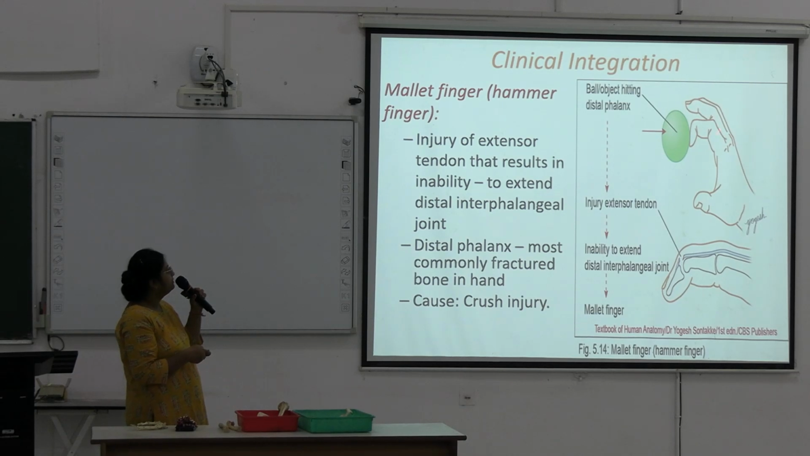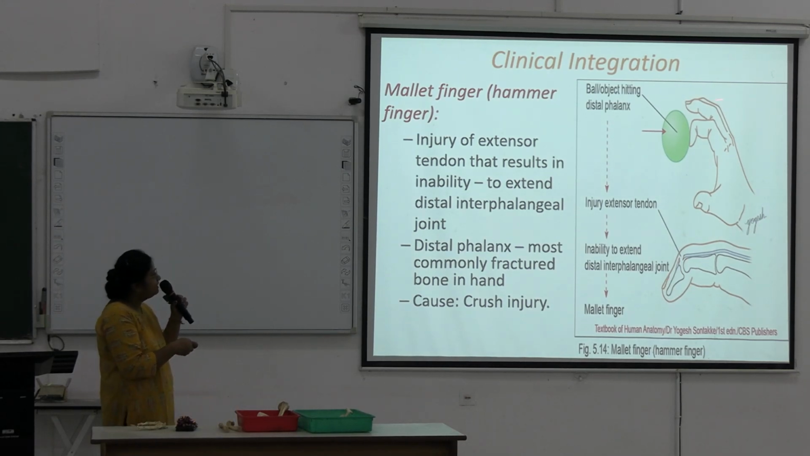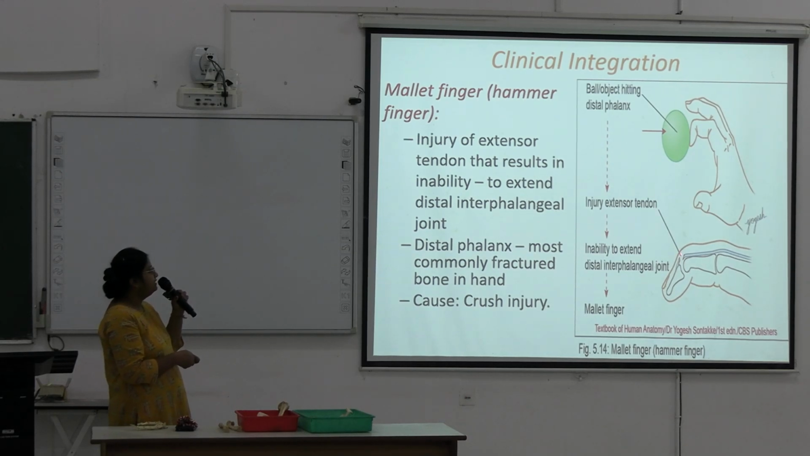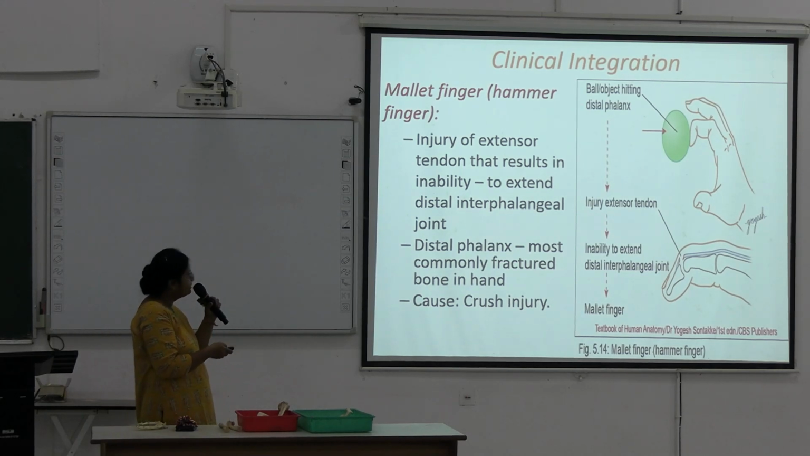Here is the inability to extend. See, this extensor tendon has been torn. A ball or object hitting the distal phalanx tears this extensor tendon, leading to inability to extend the distal interphalangeal joint, and it will lead to mallet finger. Understood? The distal phalanx is the most commonly fractured bone in the hand, and the cause is crush injury, injury by some heavy object, a ball or something like this.